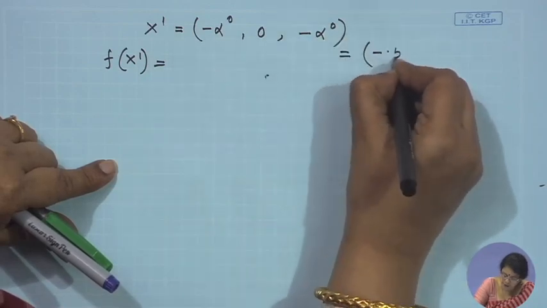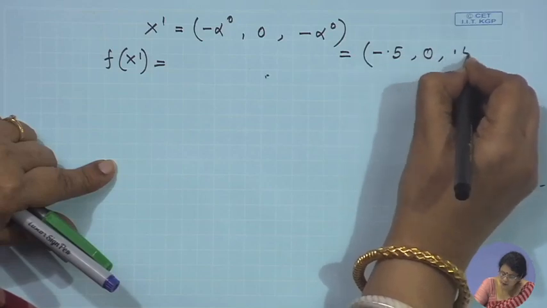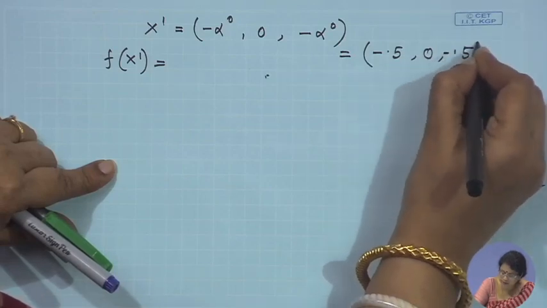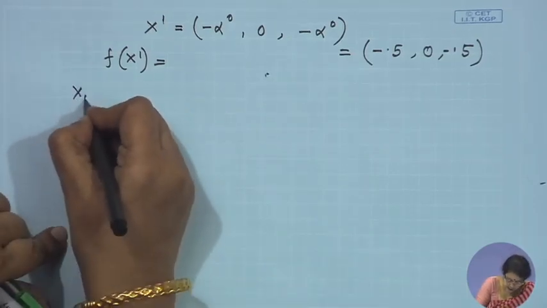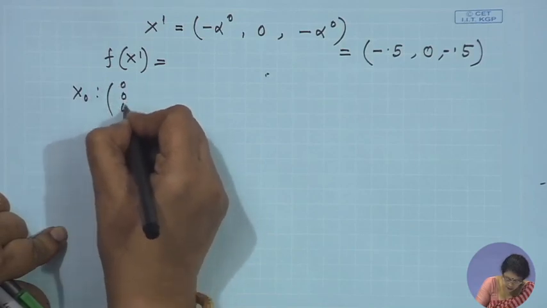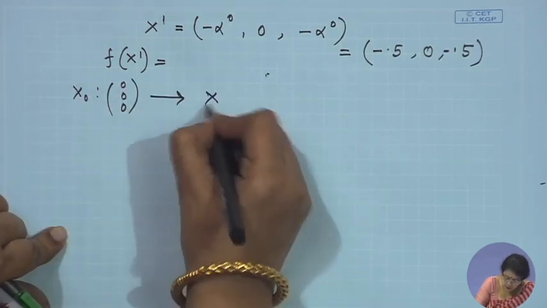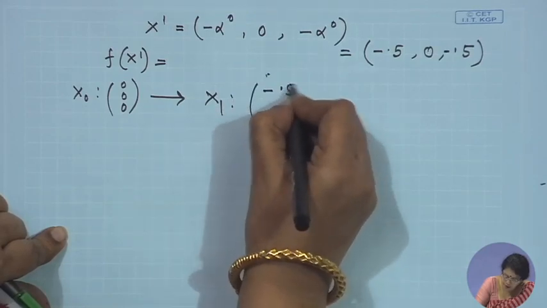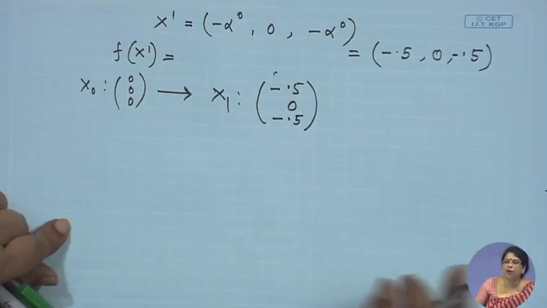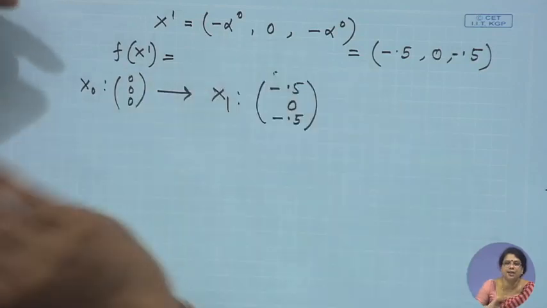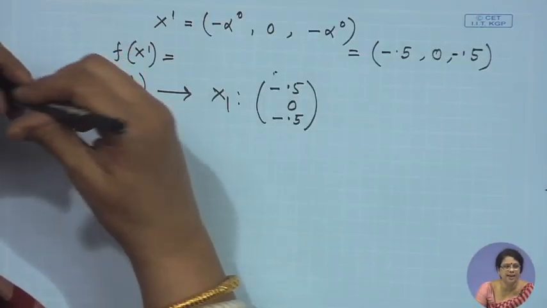That would be minus 0.5, 0, minus 0.5. That is why I started from x naught as 0, 0, 0, and I am reaching x 1, which is minus 0.5, 0, minus 0.5. Again, what will we do? There is a surface, and we are considering a 4th dimensional problem. In one dimension x 1, in another dimension x 2, in another dimension x 3, and in the 4th dimension f of x 1, x 2, x 3.